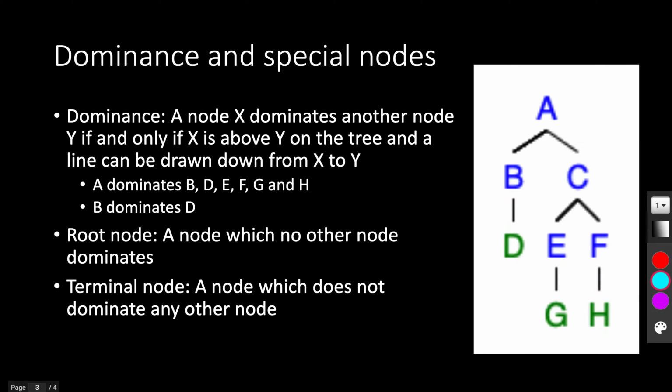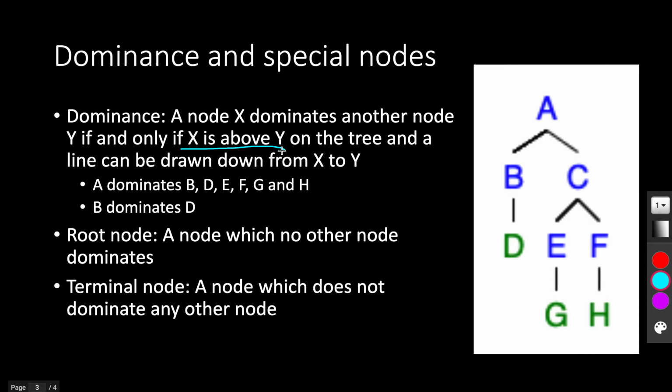So a node x, and x and y in this definition are just variables, like in algebra, things that we can substitute any part of a tree into this definition and see if it ends up working out. So a node x dominates another node y if and only if x is above y on the tree and a line can be drawn down from x to y. So there are two parts to this definition. The first is that, and I'll underline it here, x has to be above y.